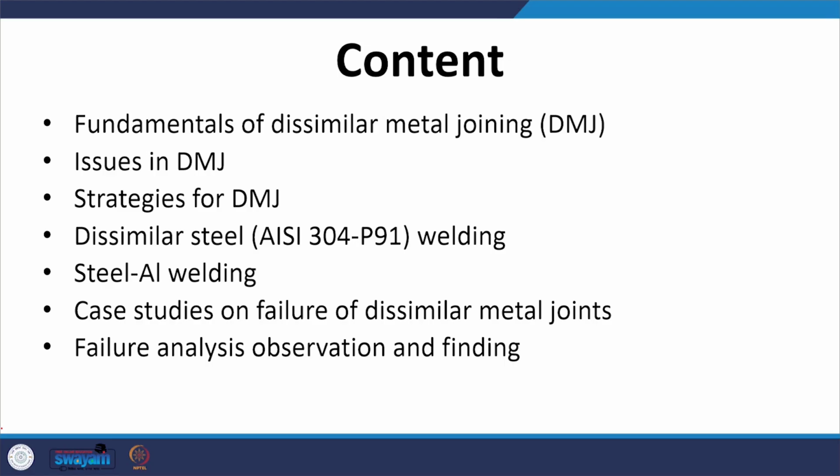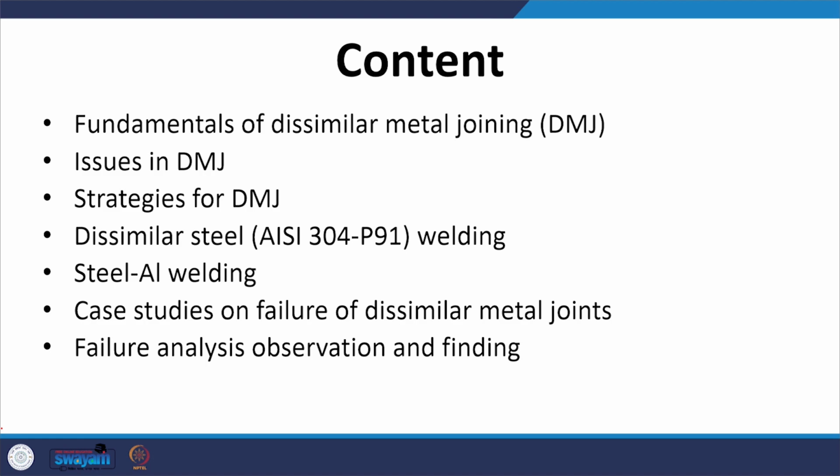The content of this presentation includes fundamentals of dissimilar metal joining, where we will talk about the important factors related to it, and the common issues encountered when dissimilar metals are joined, especially using fusion welding processes. Then we will look at the strategies to develop dissimilar metal joints to reduce these issues. And then we will talk at length about dissimilar steel welding, that is austenitic stainless steel and ferritic martensitic steel.